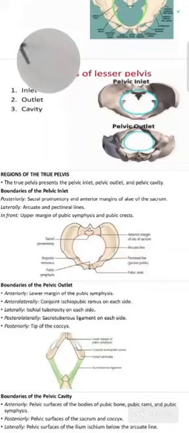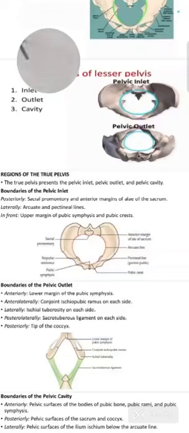So it is slightly inclined, and that prominence is termed the sacral promontory, and laterally there is a wing-like structure called the ala of sacrum. Together, the sacral promontory and the anterior margin of this ala of sacrum form the posterior boundary, and laterally the arcuate lines in the hip bone and the pectineal line together form the lateral boundary.